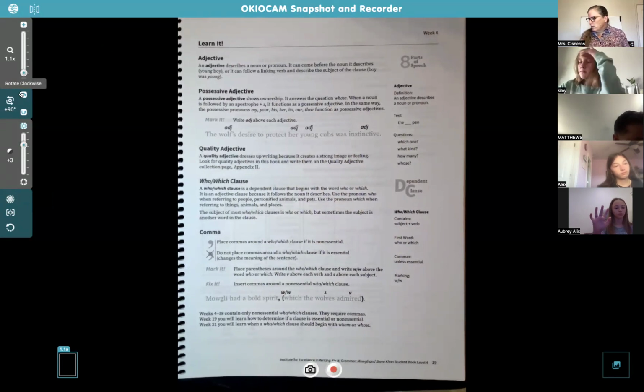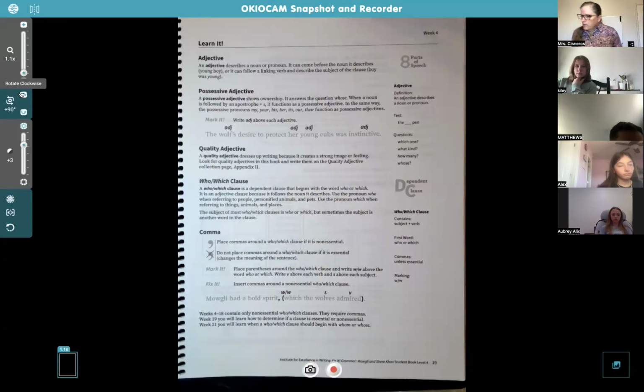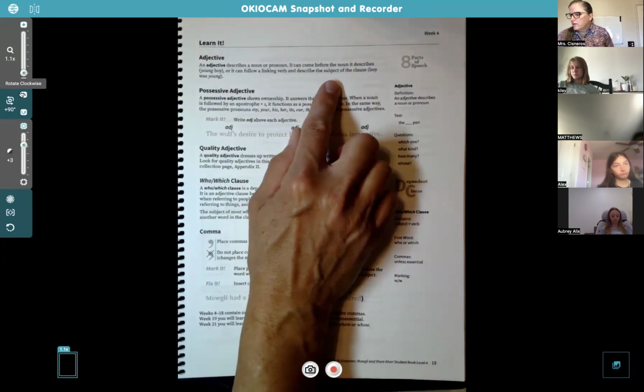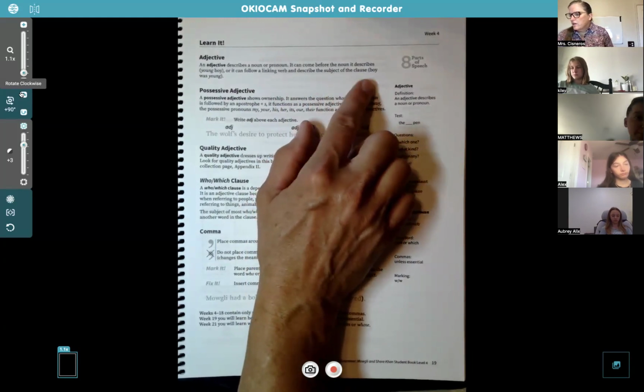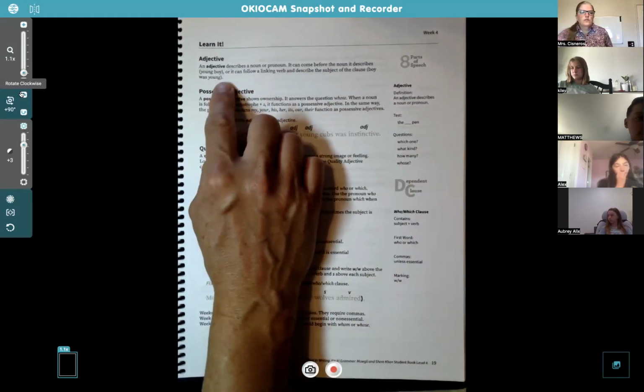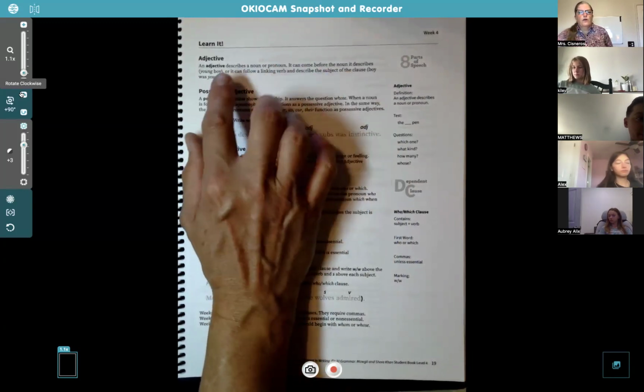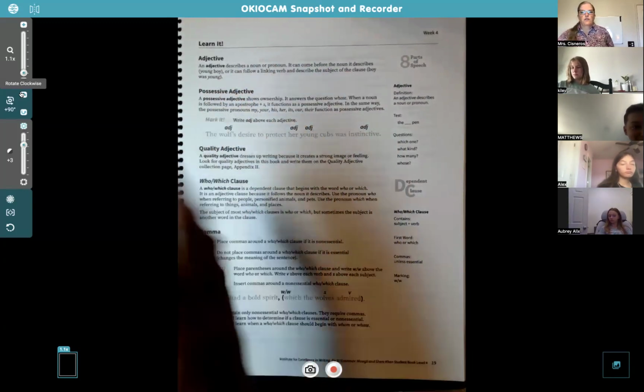But anyway, we're talking about adjectives on page 19. So it says an adjective describes a noun. You guys already know that. That's easy peasy cheesy, or sometimes a pronoun. It can come before the noun it describes, like young boy, or it can follow a linking verb and describe the subject of the clause. Boy was young. So it could be like that, where the word young, which is the adjective, comes after the noun.